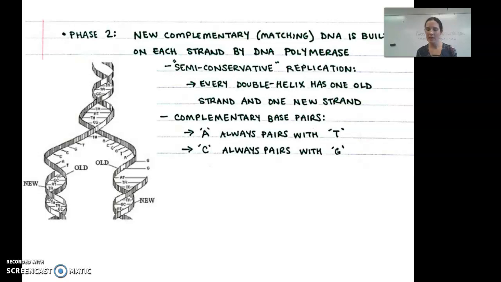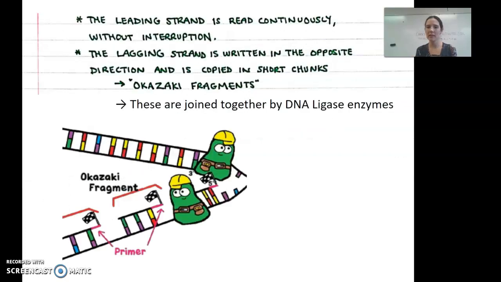In our next step, when we start adding those new nucleotides to build the other strand of DNA after it's been unzipped, we're going to use this enzyme DNA polymerase. That prefix poly means many, so we're adding many little pieces to build the rest of the DNA. We call this semi-conservative because every DNA double helix is going to have one old strand and one new strand that we've just added. We're going to remember that A always partners up with T, C always partners up with G across that DNA double helix. But the way we add those nucleotides is different on the leading and lagging strand.